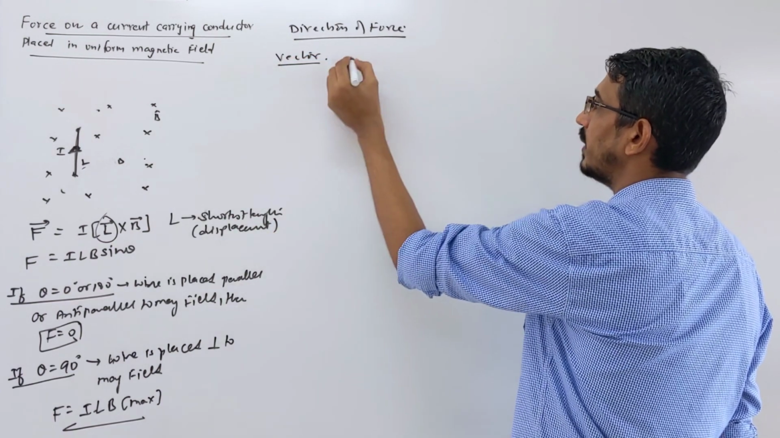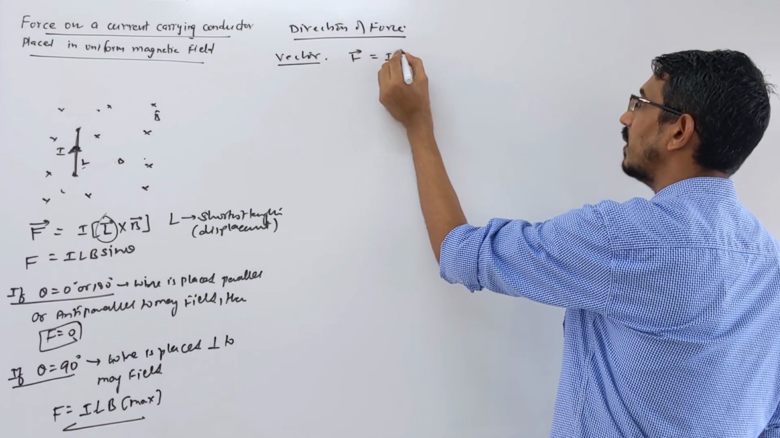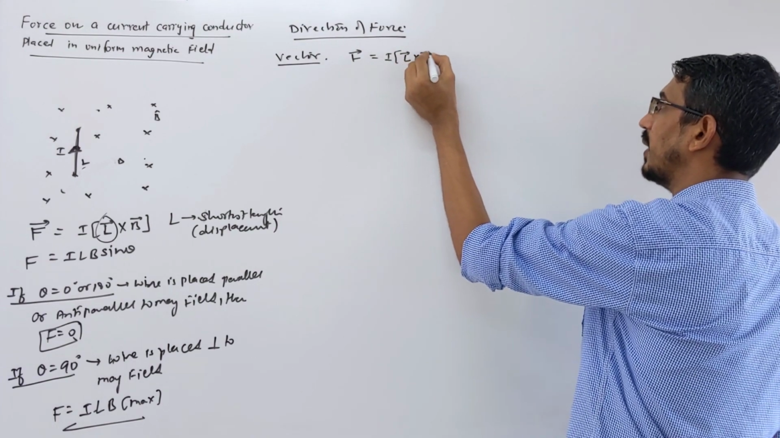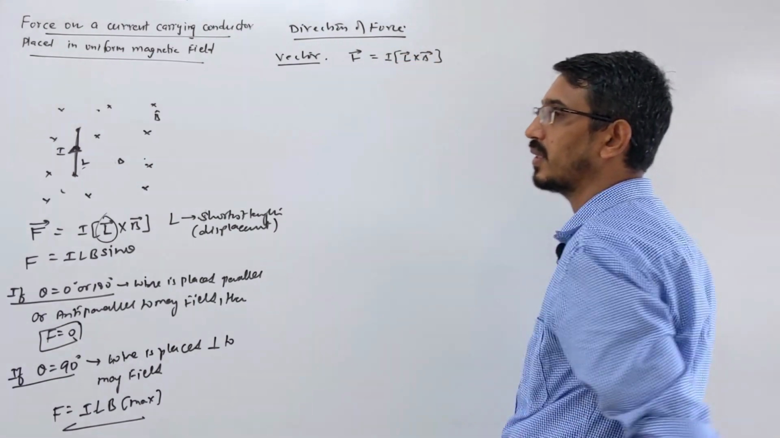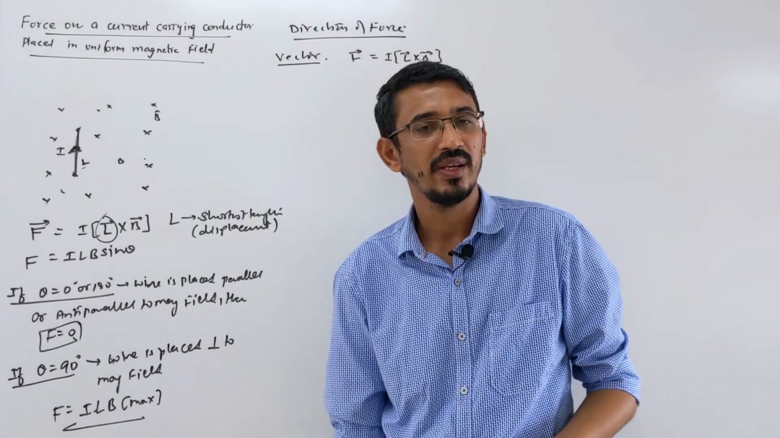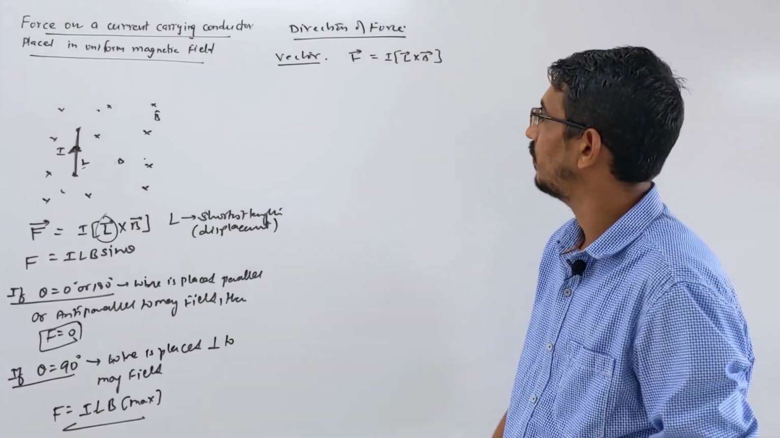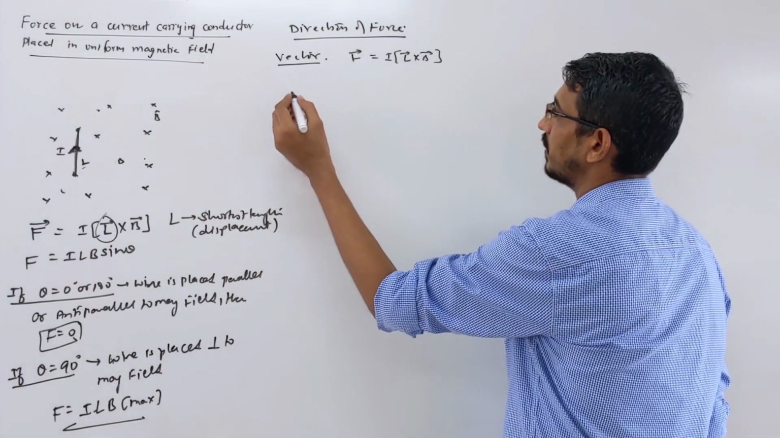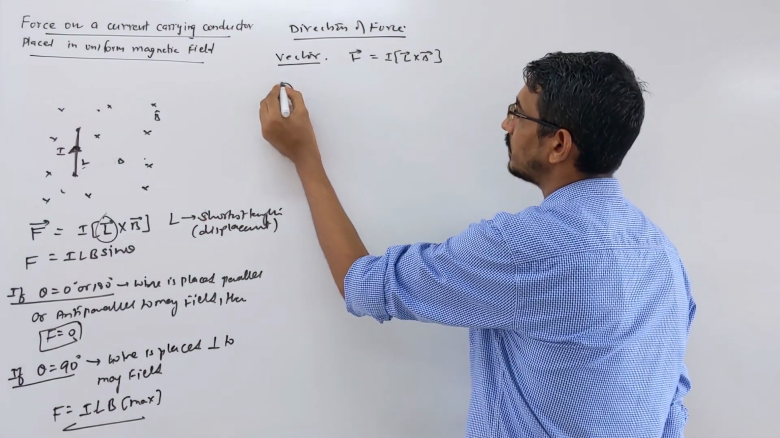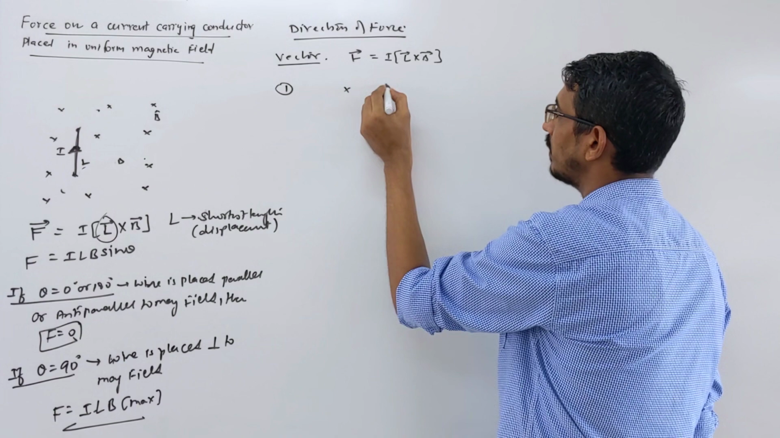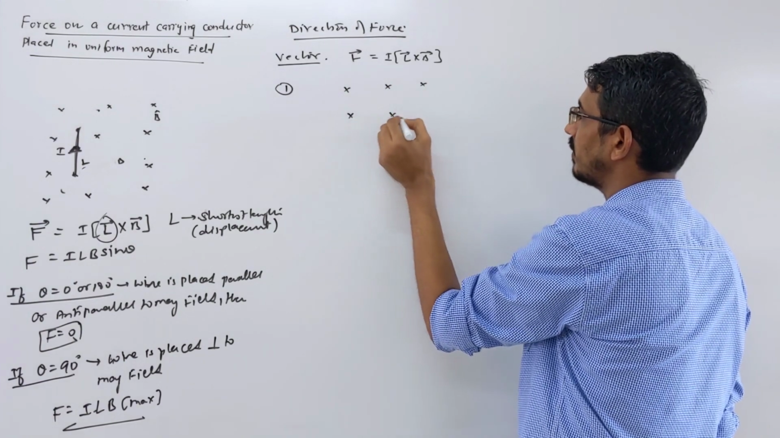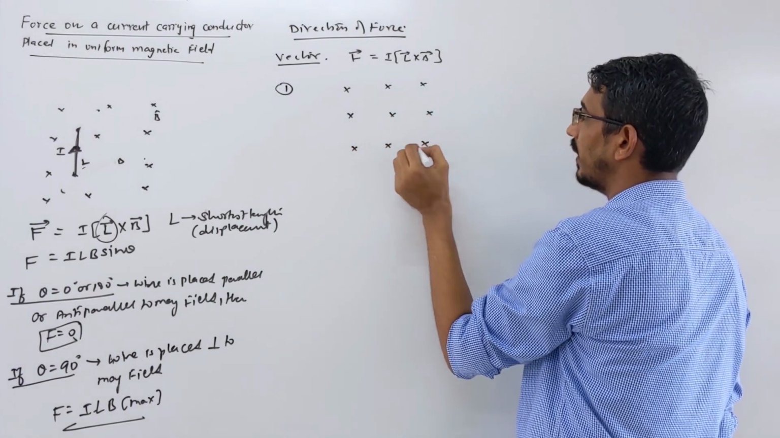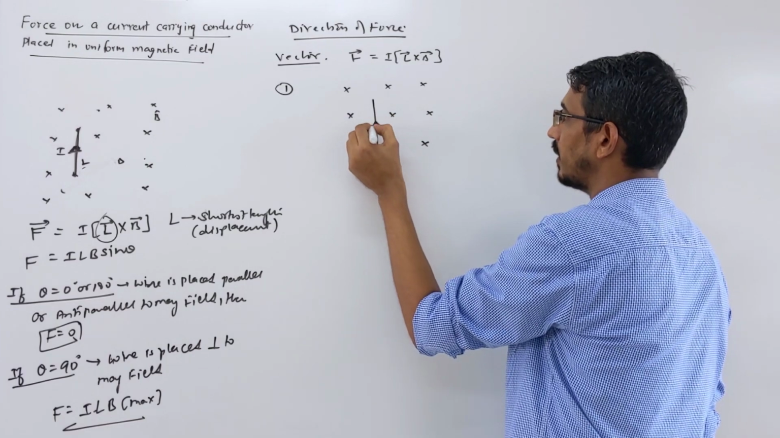If you want to use the vector method, it is very simple. The rule is the formula: F vector is equal to I L cross B. You write the direction of length, you write the direction of the magnetic field, and that gives the direction of the force. For example, we apply it here. Suppose the magnetic field direction is given into the board, and the wire is placed here straight like this, and the current is like this.